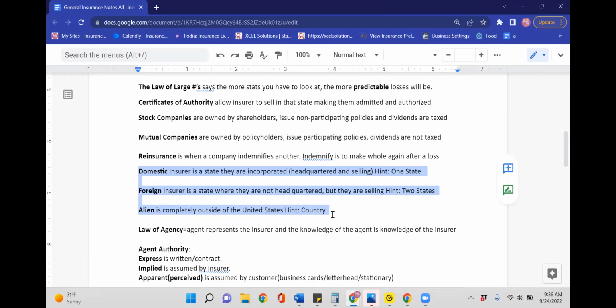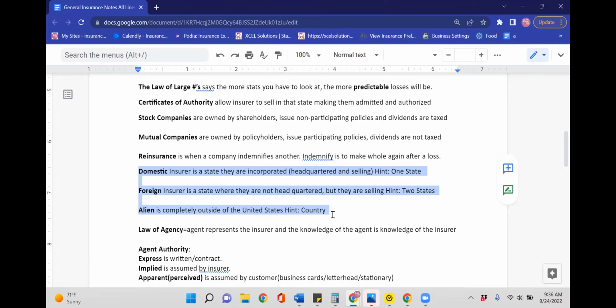And the questions on the exam will only mention one state in the question. You know the answer is domestic when they only name one state. An insurance company is incorporated in Illinois and they are selling in Illinois. What does this mean?